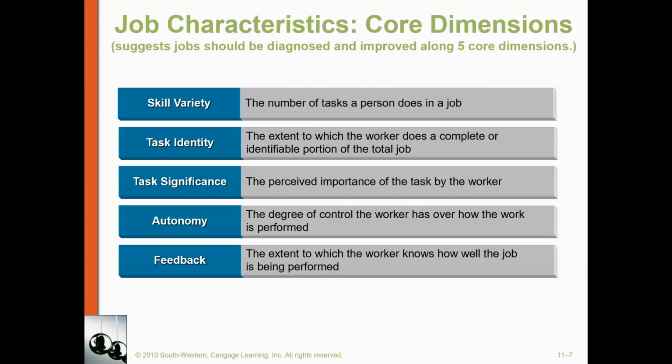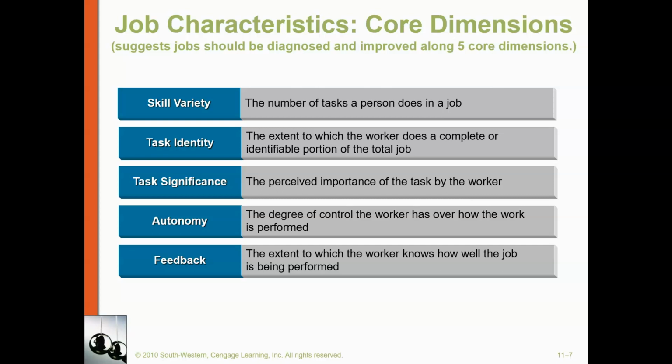How I choose to teach is on me, right? And then feedback. How much feedback do I get? Well, I get feedback from my students, either at the end of the semester during student evaluations or throughout the semester, and I also get feedback from my colleagues. So we can look at any job along these 5 core dimensions and try to make it better in some way. It could be one thing that needs to be improved, or it could be a combination of things.